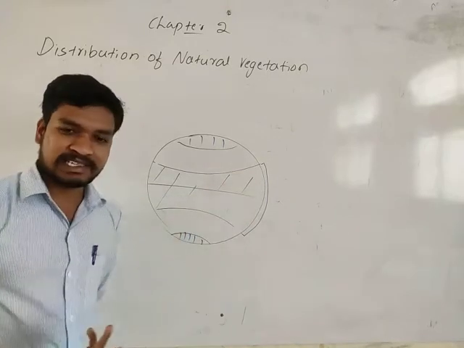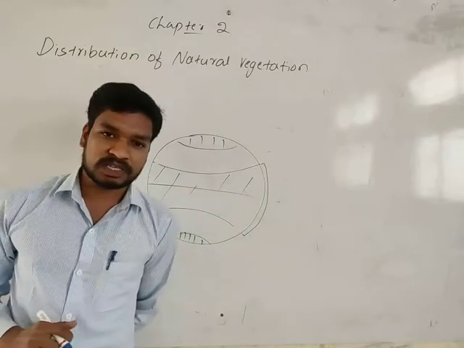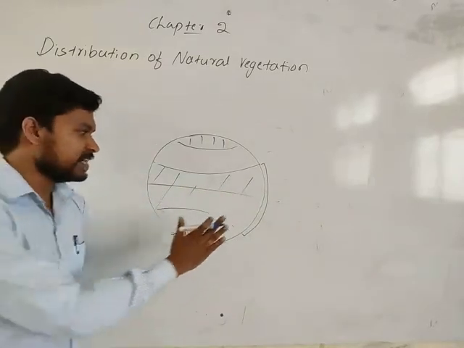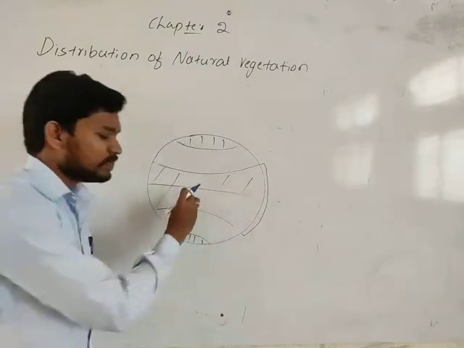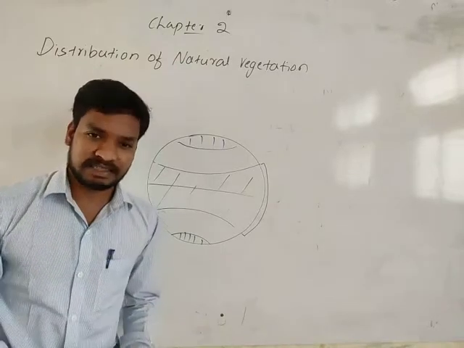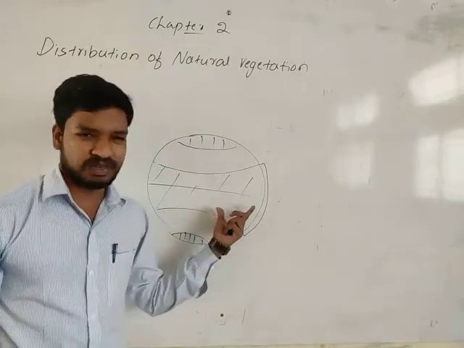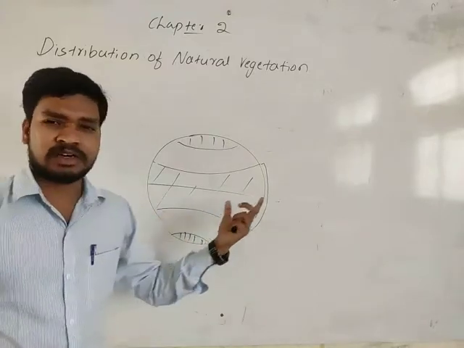What's the reason? Because this zone receives high temperature throughout the year. So whatever plants grow in this zone will be taller in height with green leaves, and they grow more here. More plants and more trees can be seen here. It's called a forest.